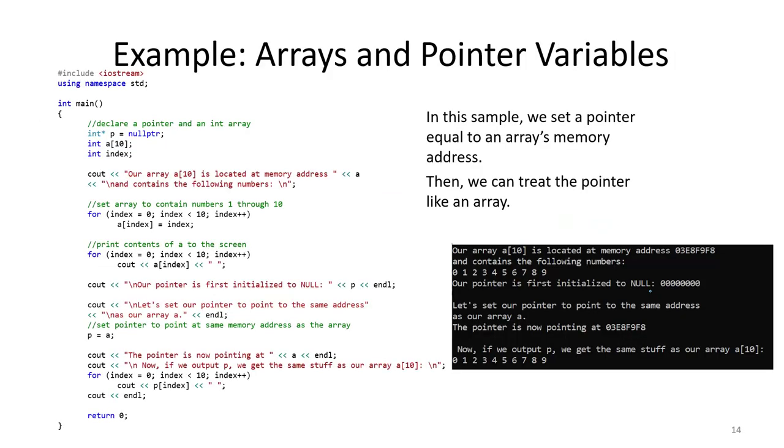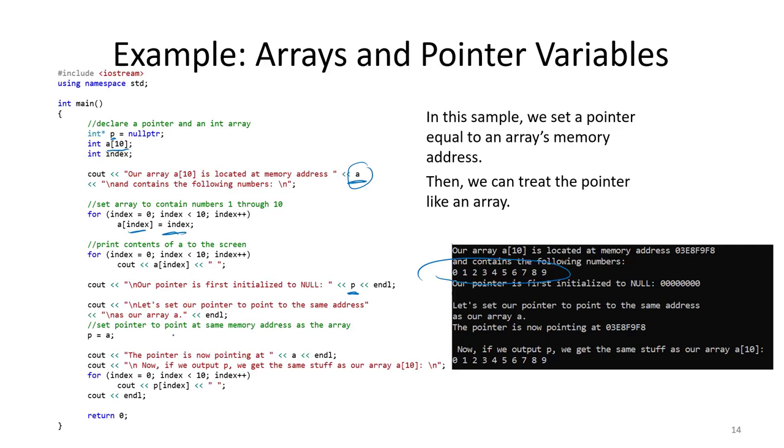Let's look at another short example of this. In this example code shown here, we are declaring an array and we declare a pointer. So we have this pointer named P and we have an array named A. And notice we have some outputs here, so we're showing the memory address where A is stored, and we use a for loop to show that initially our A is initialized to numbers 0 through 9. And then we initially have our pointer point to null.